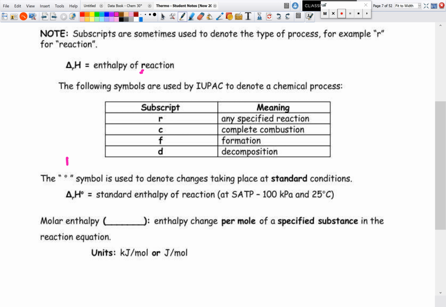Now sometimes you might see a little circle above there as well. So this means that it takes place at standard conditions. So you might see delta R H naught. And this just means the standard enthalpy change of a reaction, right? And standard just means STP, 100 kPa, and 25 degrees Celsius. Now the other thing we're going to get is something called molar enthalpy, which is designated H. So notice how it's not change in enthalpy, it's not delta H, it's just H. But this is still a change in enthalpy per mole of a specific substance. So our units, for the most part, are kilojoules per mole.